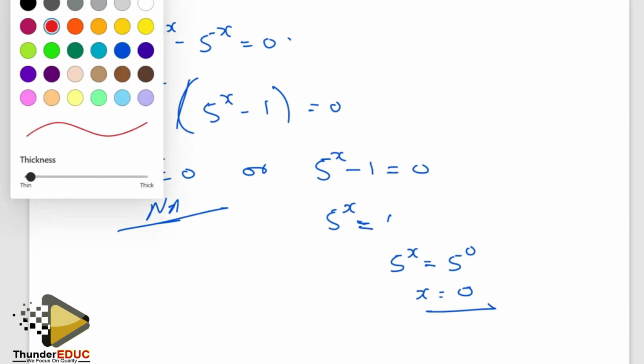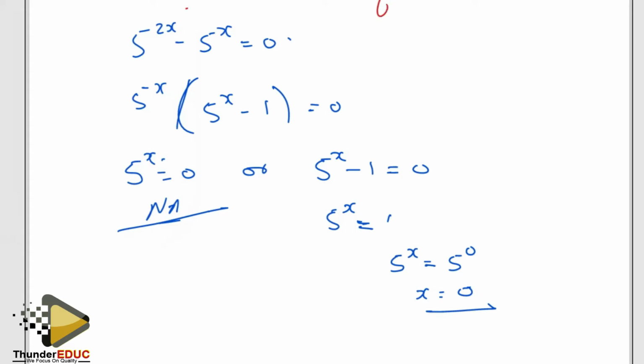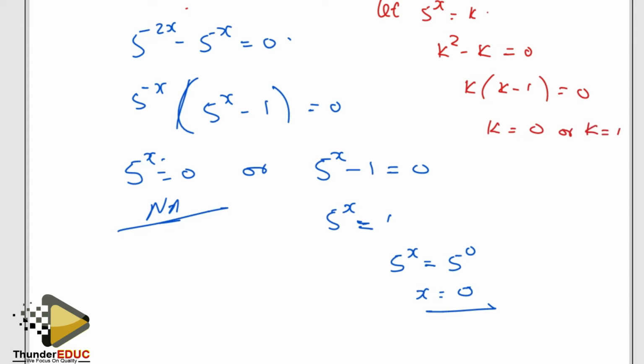Alternatively, if I'm to use the K method, someone would say, let 5 to the x be a k. So that's going to be k squared minus k is equal to 0. And then you factorize k out, you're going to be left with k minus 1 is 0. So either k is a 0 or k is a 1. And then replace the k with the 5 to the x. So 5 to the x is a 0 or 5 to the x is a 1. And then you go back to the same scenario, the same step. So we have no solution for the first part, and in the second part, x will be a 0.